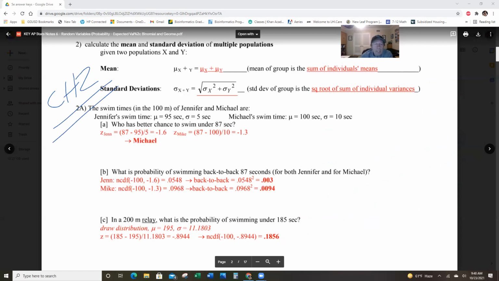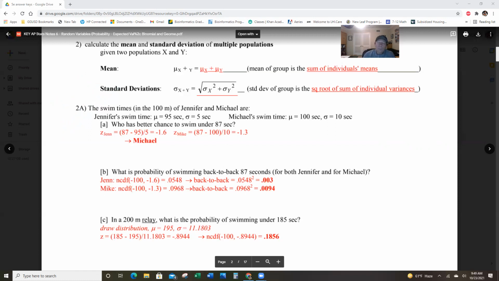Okay, so we got swim times in the 100 meters. I don't really know swimming, so I made up these times. We got Jennifer and Michael. Jennifer's swim time is 95 seconds with a standard deviation of 5, while Michael's swim time is 100, standard deviation of 10. I don't know if that's slow or fast. I don't know if these kids are 5 years old or 30. I just made it up. Okay. So who has a better chance to swim under 87 seconds? Under 87. All right.